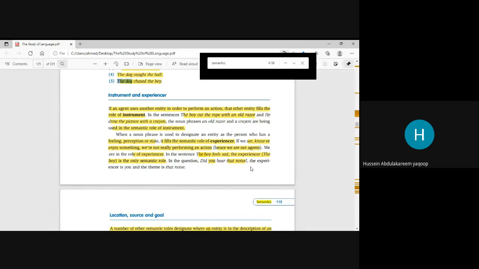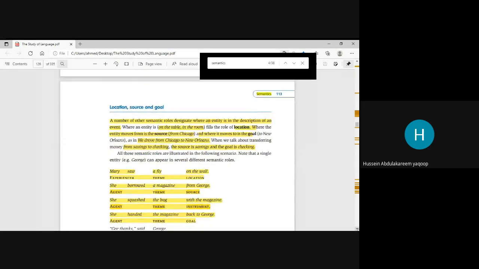Again, I may restate the question: analyze the following sentences according to their semantic role. So in this case, you need to remember how to analyze a sentence according to the role that each word inside that sentence plays. Well, let's move to the next one, role number three. Here we have the location, source and goal. If you have any idea, please let me know.